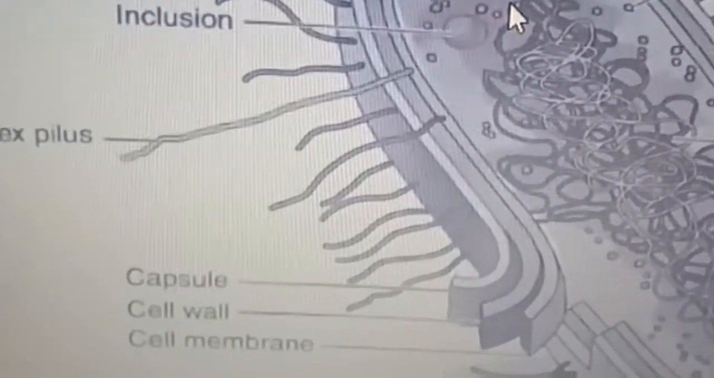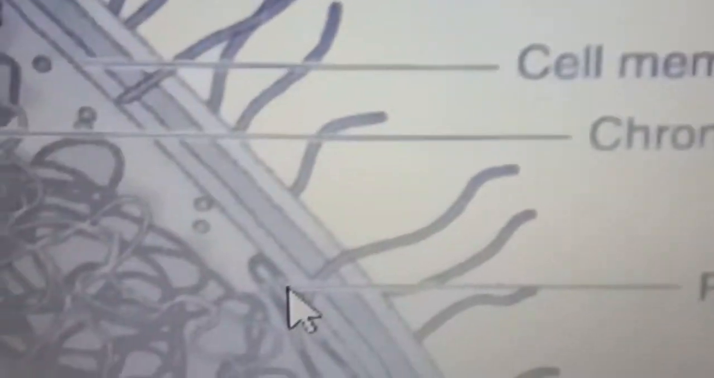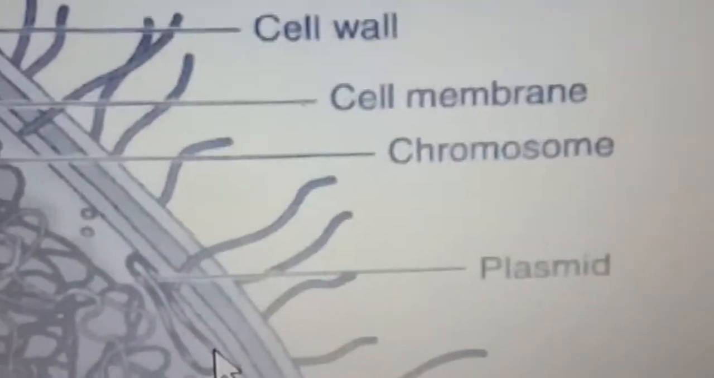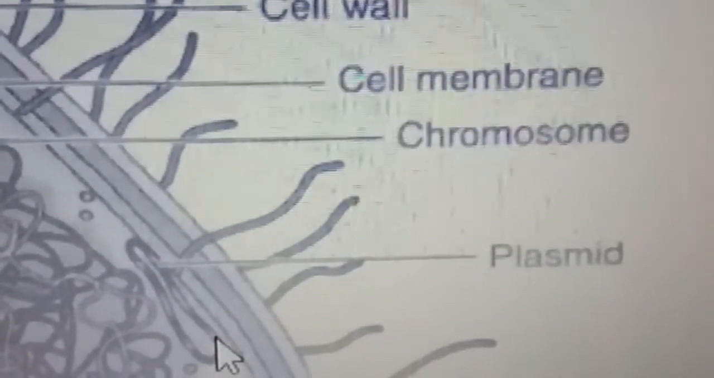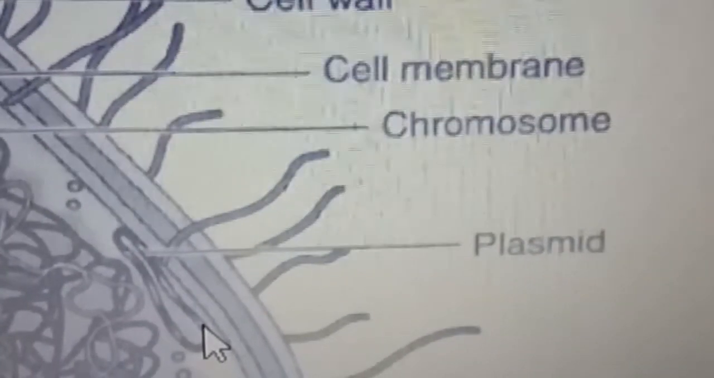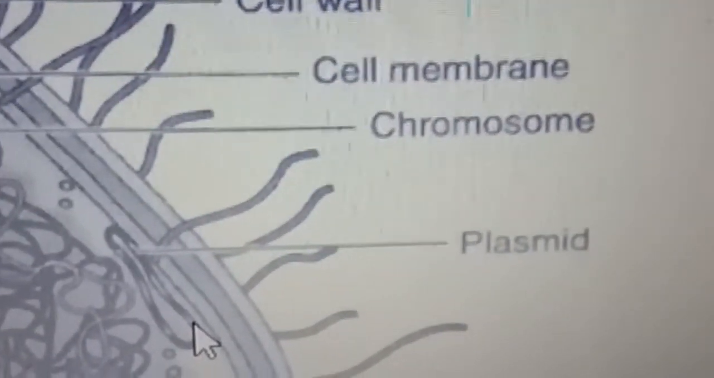Next is inclusion. Inclusion is the storage of excess nutrients. And then the plasmid. The plasmid is a small circular molecule of double-stranded DNA. It is referred to as extrachromosomal DNA because it is not part of the chromosome.